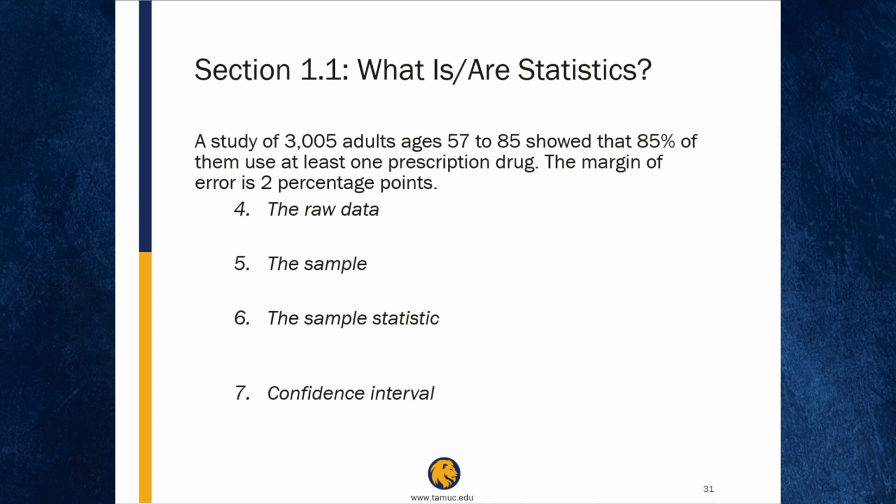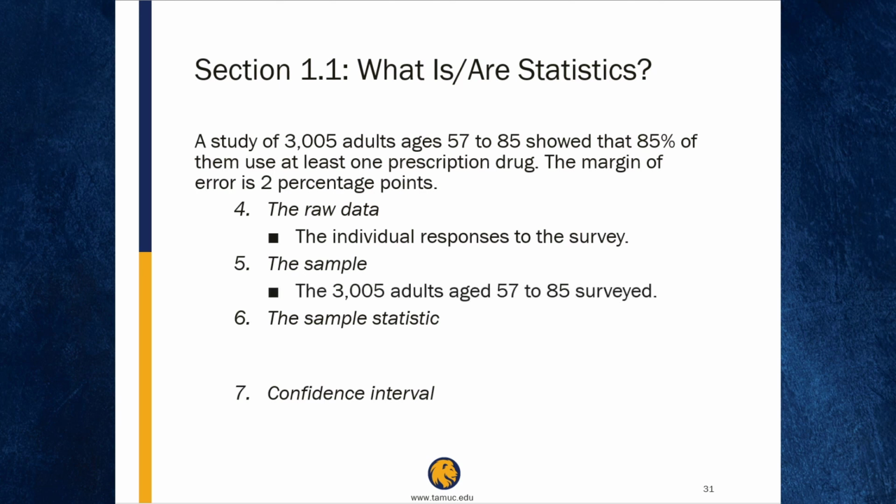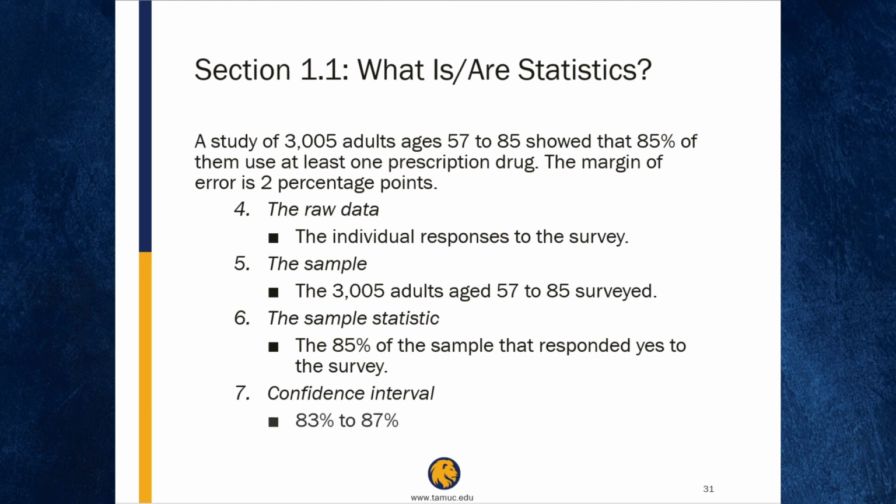The raw data is the individual responses to the survey. The sample are the 3,005 adults aged 57 to 85 that they surveyed. We know the sample statistic, it's the 85% of the sample that responded yes to the survey. And then the confidence interval, if we take the 85% and subtract 2 and add 2, we get 83 to 87%.